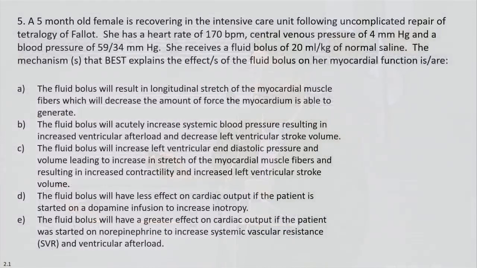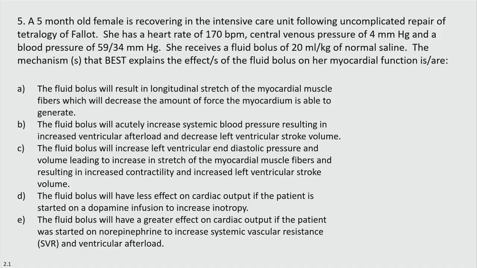And most of you got that answer correct. Question number 5. A 5-month-old female is recovering in the intensive care unit following uncomplicated repair of tetralogy of Fallot. She has a heart rate of 170 beats per minute, central venous pressure of 4 millimeters of mercury, and a blood pressure of 59/34 millimeters of mercury. She receives a fluid bolus of 20 mL per kilo of normal saline.